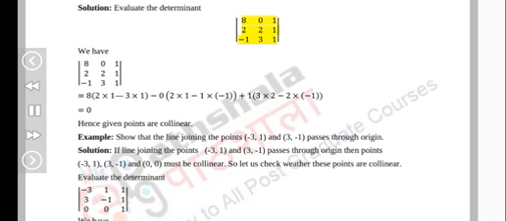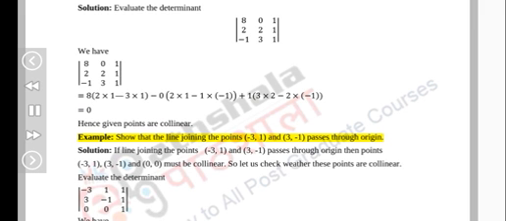We have the determinant with rows 8 0 1, 2 2 1, -1 3 1. Expanding, it equals 8 times (2 times 1 minus 3 times 1) minus 0 times (2 times 1 minus 1 times -1) plus 1 times (3 times 2 times -1), which equals 0. Hence the given points are collinear.